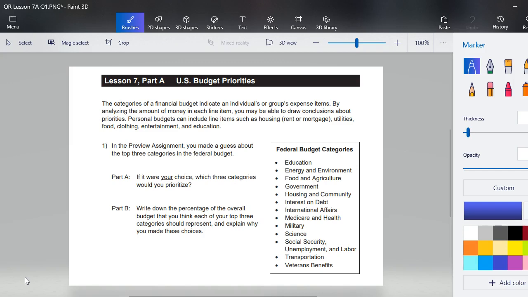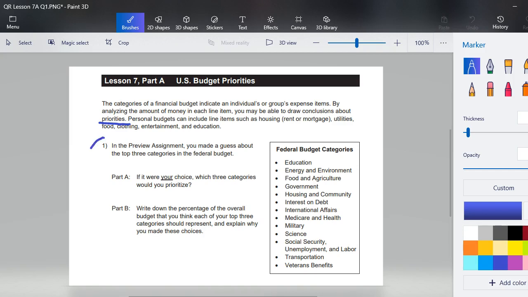The categories of a financial budget indicate an individual or group's expense items. By analyzing the amount of money in each line item, you may be able to draw conclusions about, and I'm going to underline the word, priorities. Personal budgets can include items such as housing, rent, mortgage, utilities, food, clothing, entertainment, and education.